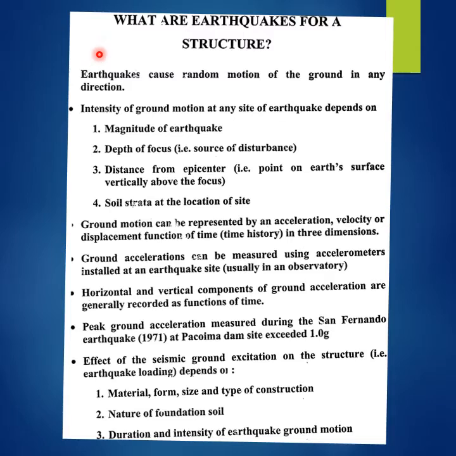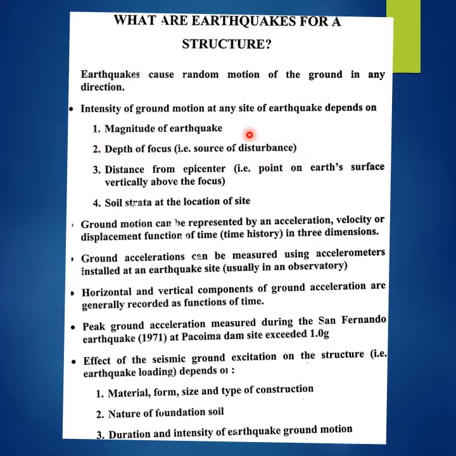Now, earthquakes cause random motion of the ground in all the three directions, that is, all three dimensions, and the intensity of the earthquake ground motion at any building site at which an earthquake occurs depends on four important factors. One, the magnitude of the earthquake, for example, the intensity of the earthquake measured on the Richter scale or as peak ground acceleration.